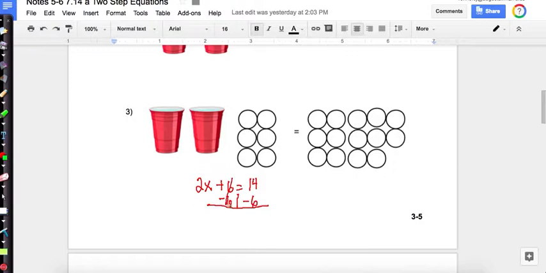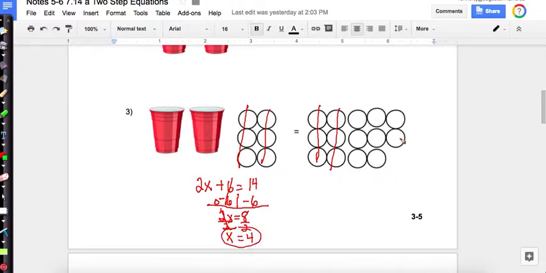6 minus 6 equals 0. Bring down your 2x, and 14 minus 6 is 8. So pictorially, it would look like this. Cross out 6 from each side. And now we have 2x equals 8. So the opposite of multiplication is division. We can divide both sides by 2. 2 divided by 2 is a 1 in disguise, so x equals 4.